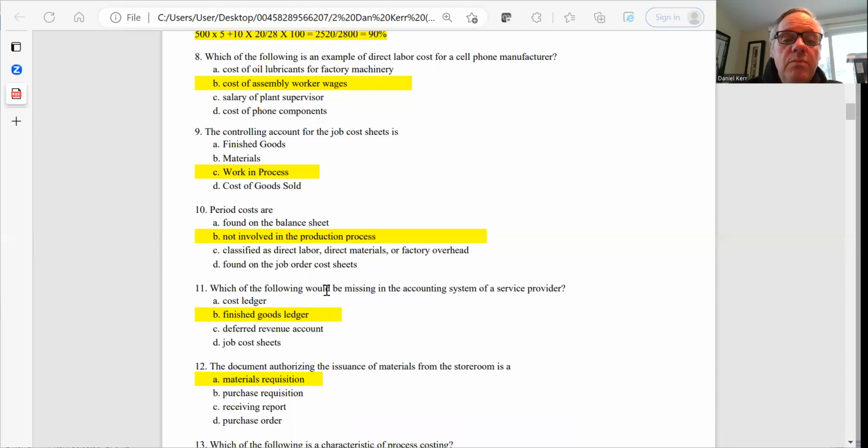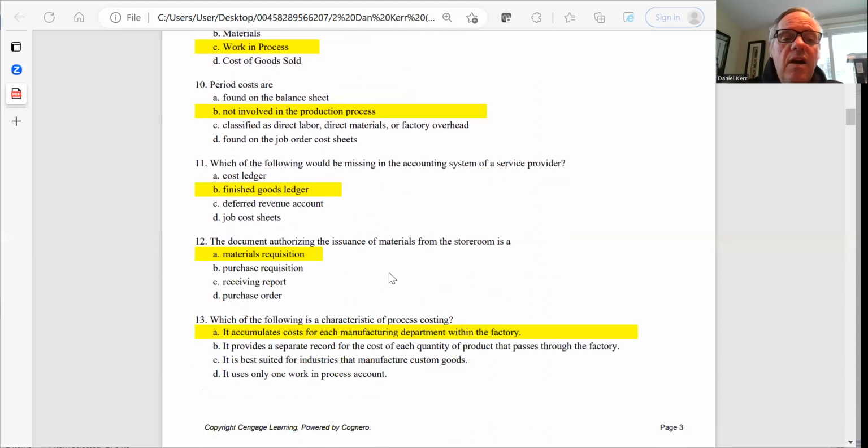Which of the following accounts would be missing in the accounting system for a service provider? Service providers do not have finished goods, so the answer is B. A document authorizing the issuance of materials would, by definition, be a materials requisition.